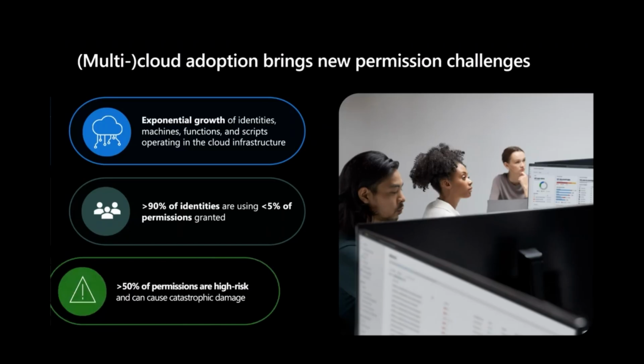So regardless of if it's a Gen AI app or not, or an identity like a machine identity that may be using Gen AI, we've seen on the telemetry from the Microsoft side that over 90% of identities are using less than 5% of permissions granted to them. And of those permissions, over 50% of them are high risk. Those are going to be your create, write, update, deletes, or update and delete permissions. So things that can cause some catastrophic damage if a bad actor were to get control of them and wanting to make some edits in your environment.